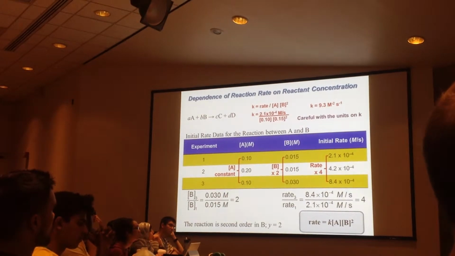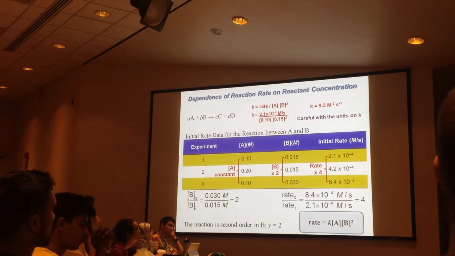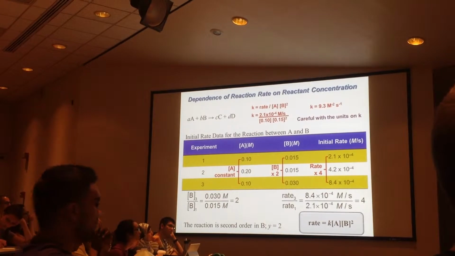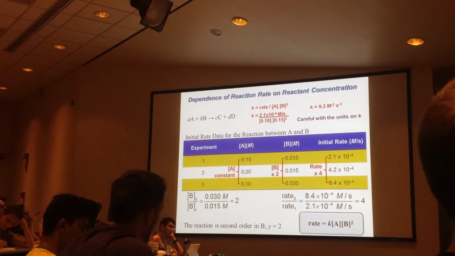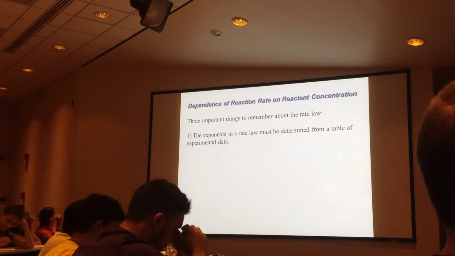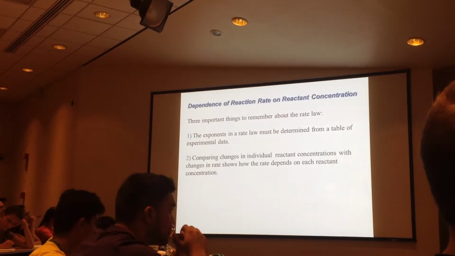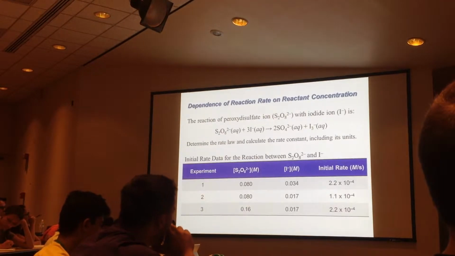They may not be. One of them may be 0, one of them may be 2. So you have to go through this procedure to figure out what the coefficients are before you can solve for K.